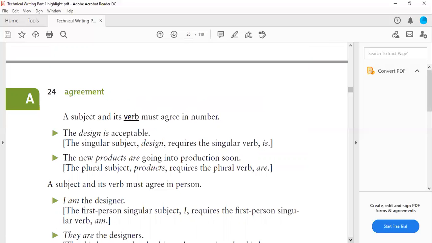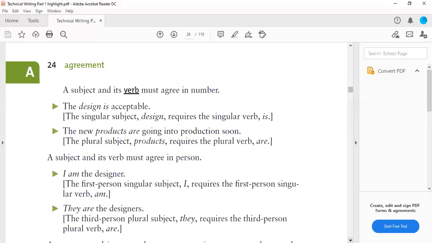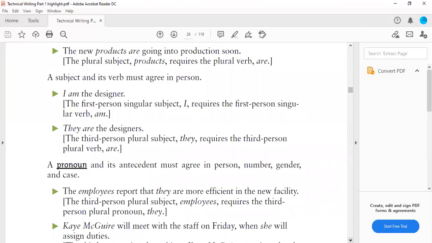The new products are going into production soon. Now here, as you can see, the subject is plural. Products requires the plural verb are.